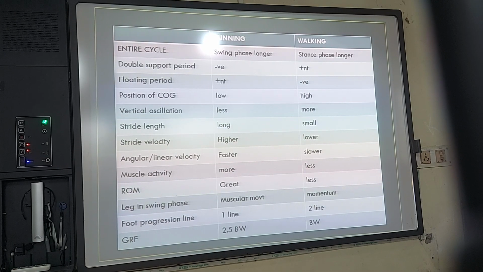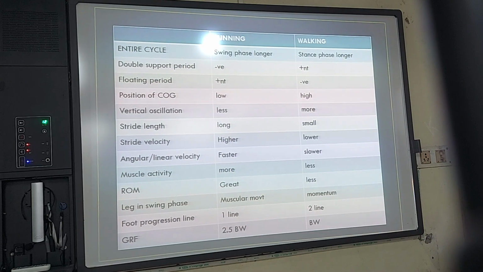You will see, we will discuss the muscle activity, and you see it is just momentum, this work is happening just as a pendular movement. As a reverse pendular movement it is happening. Okay? But muscular effort is required to bring about that swing phase in running.